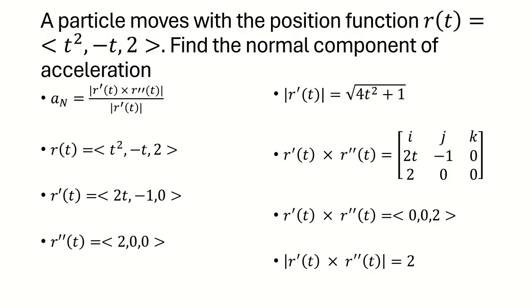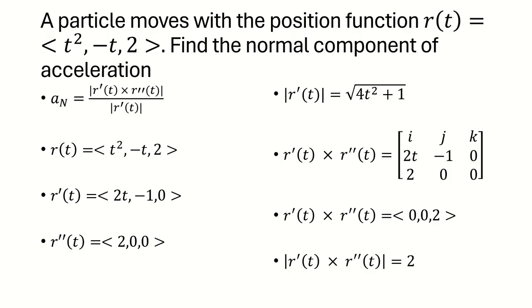So r of t is given to us as ⟨t squared, negative t, 2⟩. Taking the derivative, we have ⟨2t, negative 1, 0⟩. And then the second derivative will just be ⟨2, 0, 0⟩. Now let's find the length of r prime of t. That's just going to be the square root of quantity (2t) squared plus negative 1 squared plus 0 squared, which is the square root of 4t squared plus 1. So what's left is taking the cross product and then the length of that.